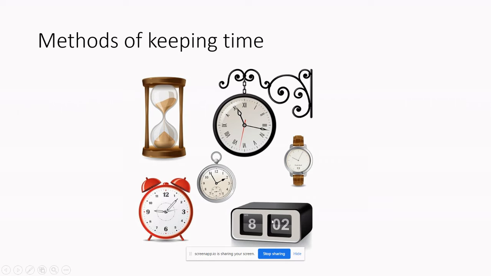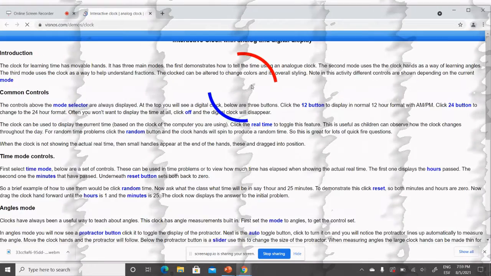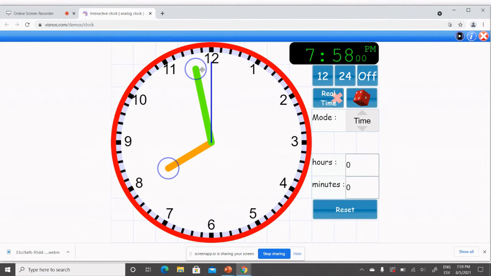Now, the two most common clocks used today are the digital clock and an analog clock. The digital clock is shown below with the numbers shown, and an analog clock is a little bit harder to read as the numbers are not shown to show what time it is. We will be talking today about how to keep time. Now, to learn how to read a clock, we're actually going to use an interactive analog clock.